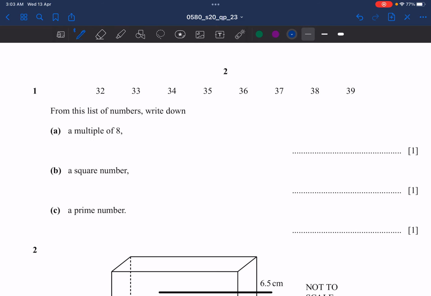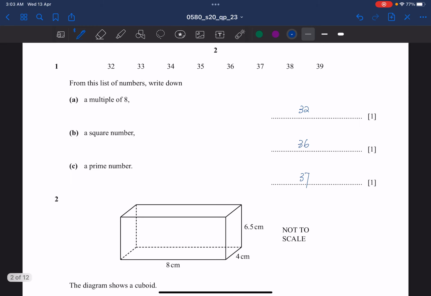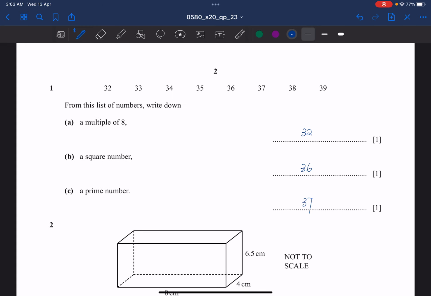solving problems. First question. From this list, write down a multiple of 8. So this is 32. Right, first one, a square number should be 36. A prime number should be 37. Okay, a prime number is a number that can only be divided by itself or 1.